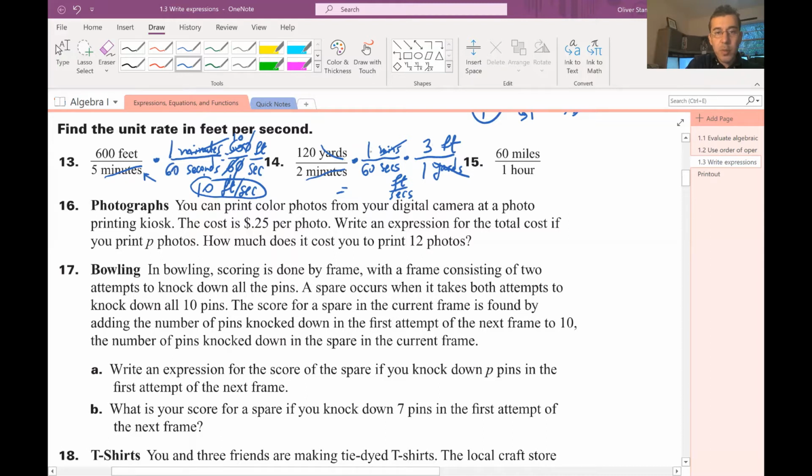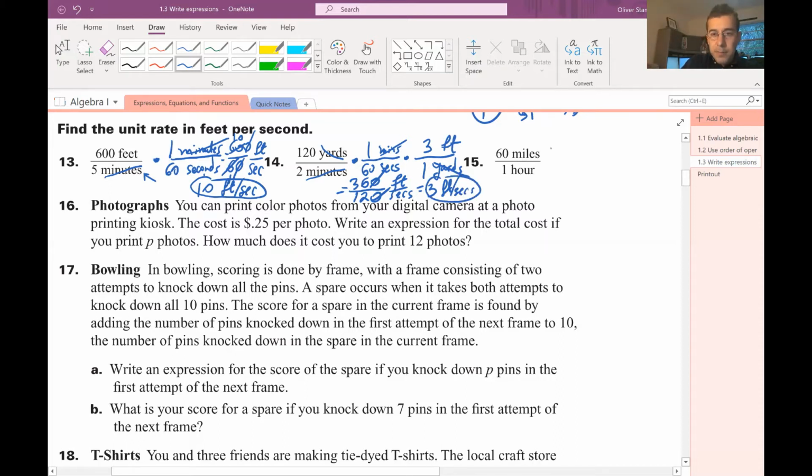120 times 1 is 120. 120 times 3 is 360 over 2 times 60 is 120 times 1 is 120. So 0 and 0 cancel out. 12 and 36 cancel out by 12. So 1 and 3 on the top, or 36 divided by 12 is 3. So this becomes 3 feet per second. Okay, that's the answer.